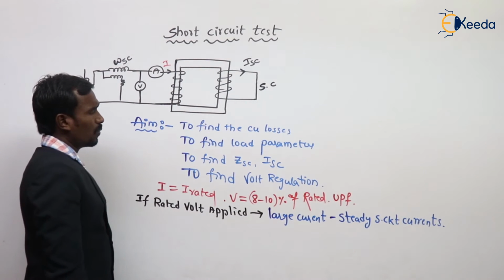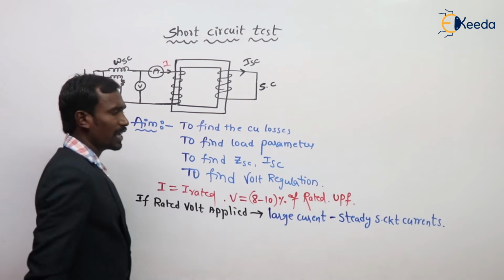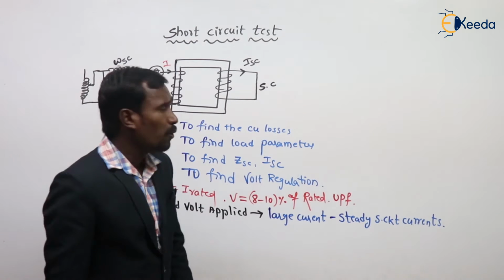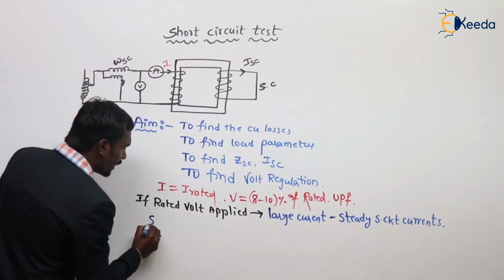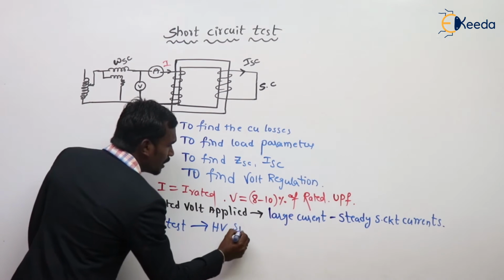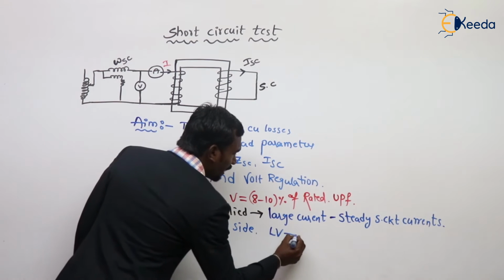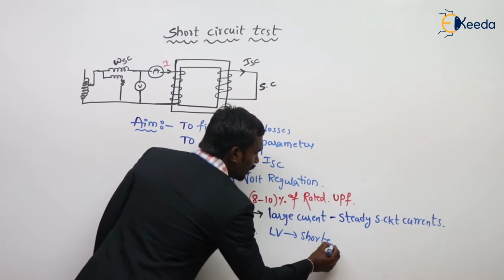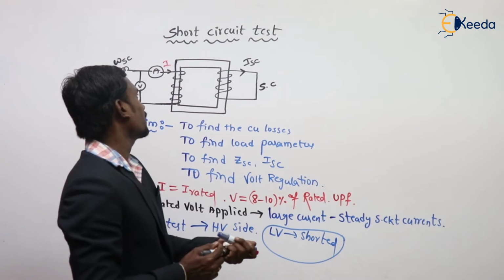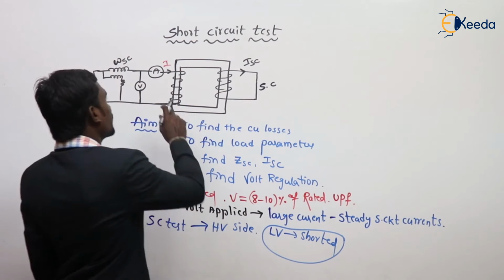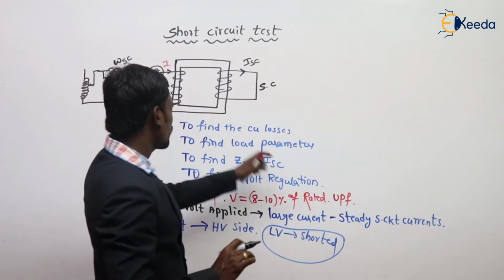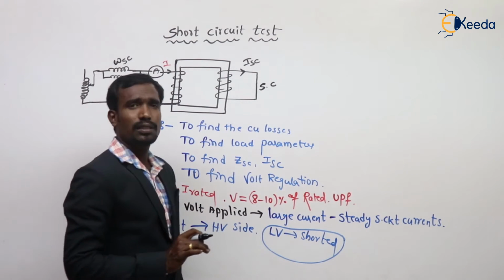So, what are the aims and what are the specifications? Next, where we have to conduct this test. The short circuit test is always conducted on the HV side and the LV side is short circuited, for the convenience of the meters and for easy analysis. This is simply about the short circuit test.